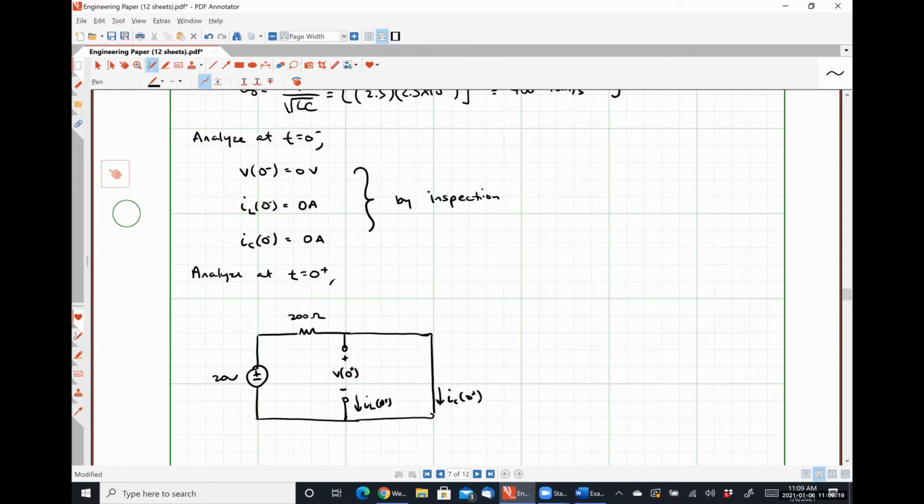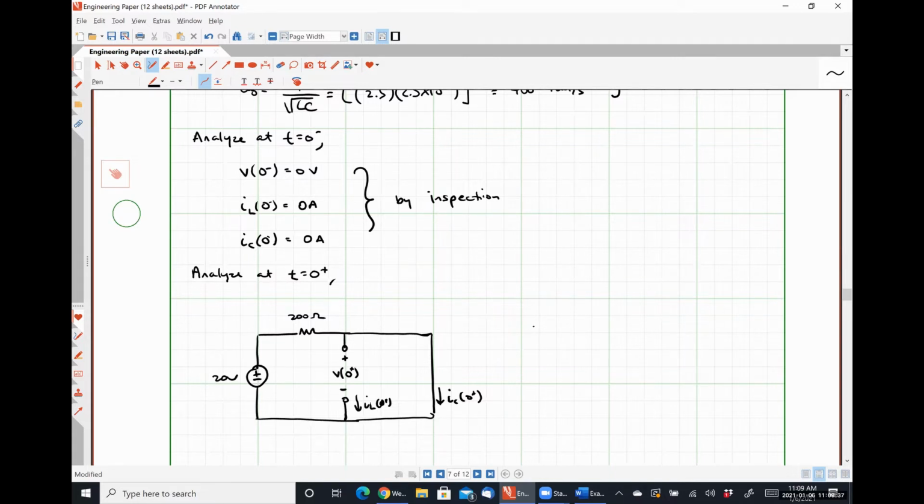Again, because the voltage was found to be 0, that's why our capacitor looks like a short circuit. Because our inductor current was found to be 0 amps, it looks like an open circuit. That may seem counterintuitive, but that's the way it worked out for this particular problem.